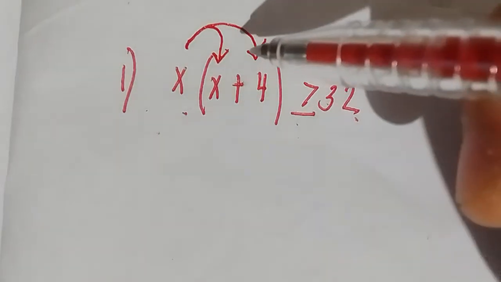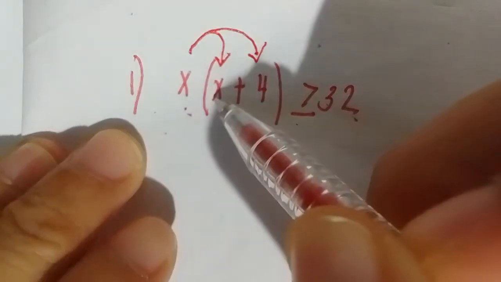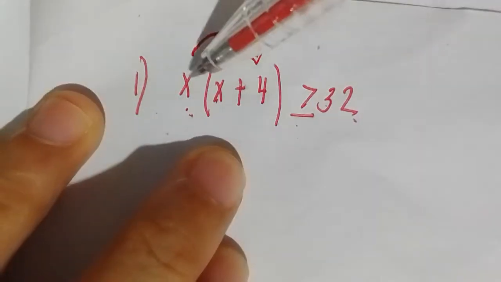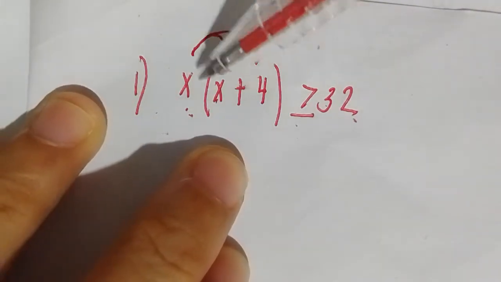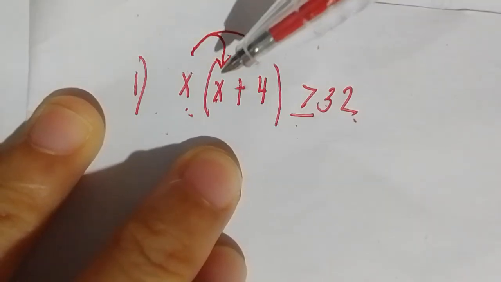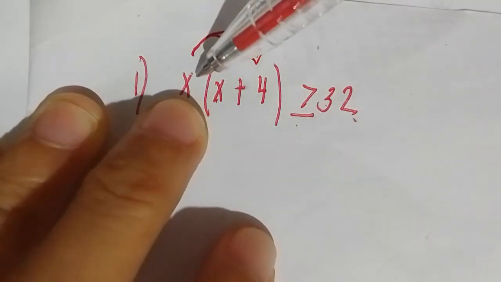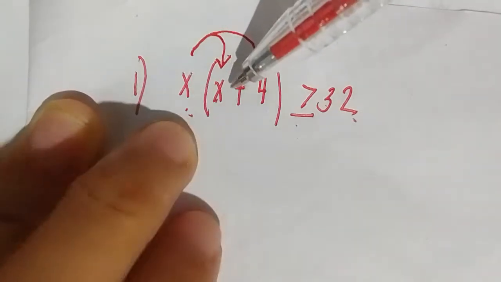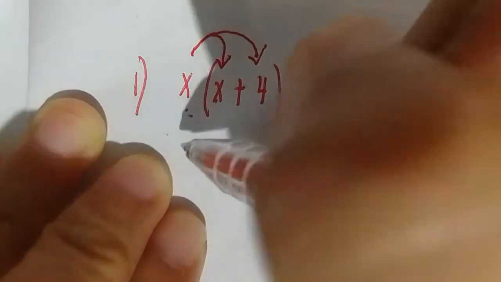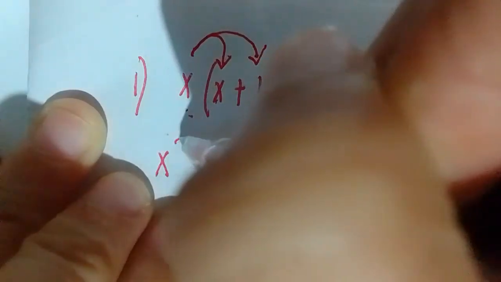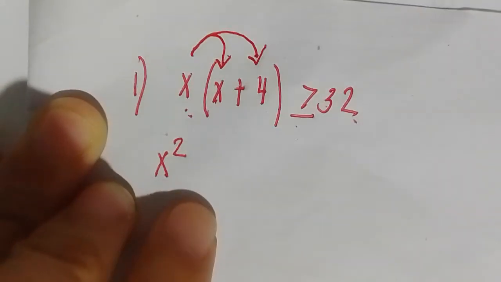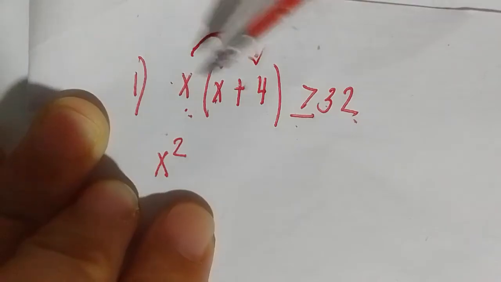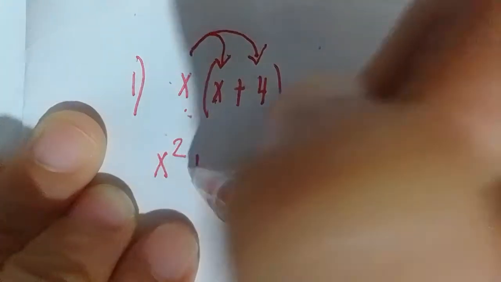So we have x times x, multiplying the same variables. Therefore, we add their exponents. Imaginary power of 1, imaginary power of 1. So, 1 plus 1, 2. Copying the variable x. So, we have x to the power of 2. So it becomes x squared. Next. Positive times positive is positive.